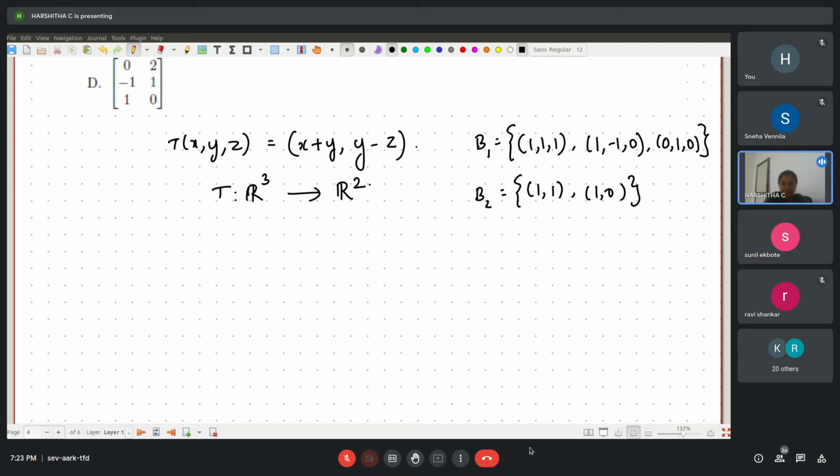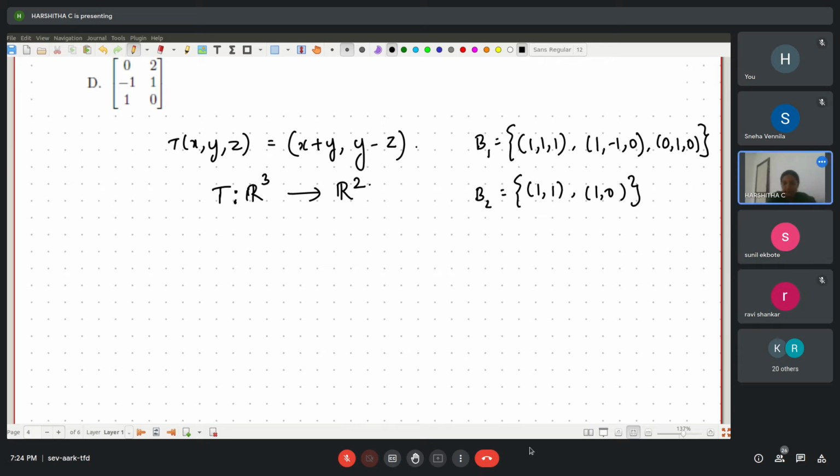First of all, B2 are vectors in R2. So T is a map from R3 to R2, so T of B2 doesn't make sense. But closely, you're right. Anybody wants to add something? You have to find out T of (1, 1, 1), T of (1, -1, 0), and T of (0, 1, 0).